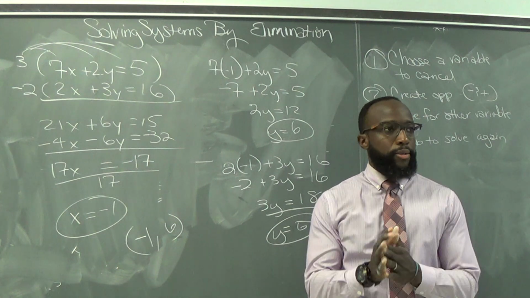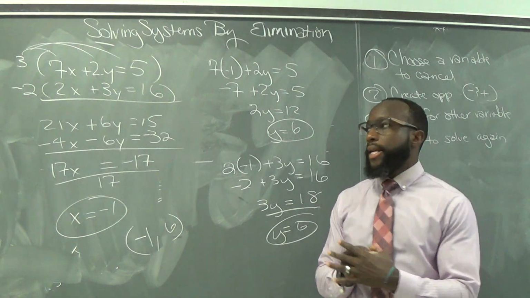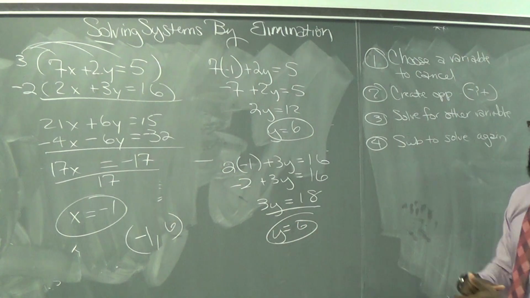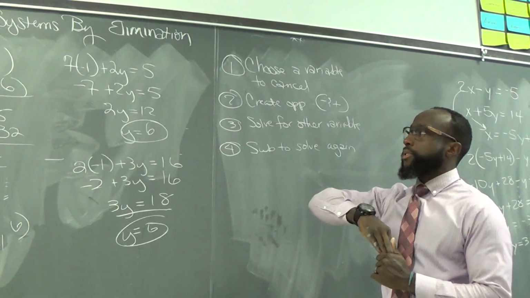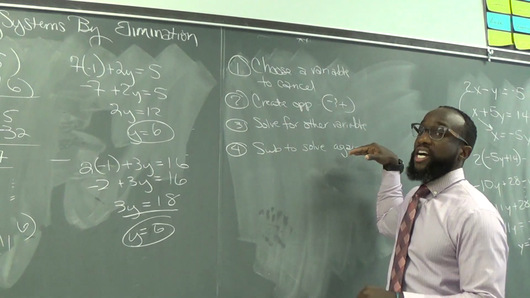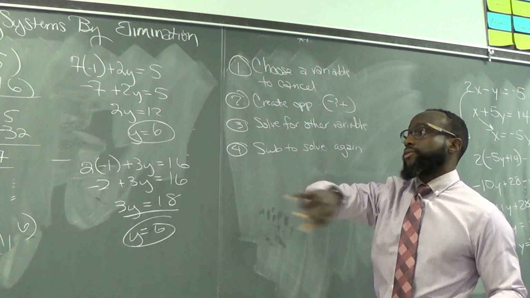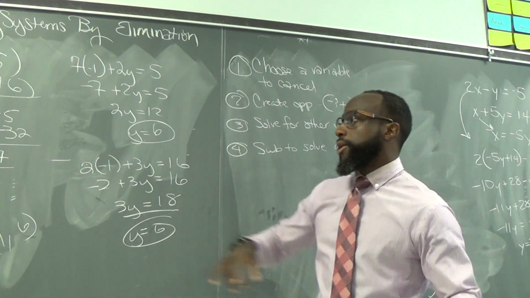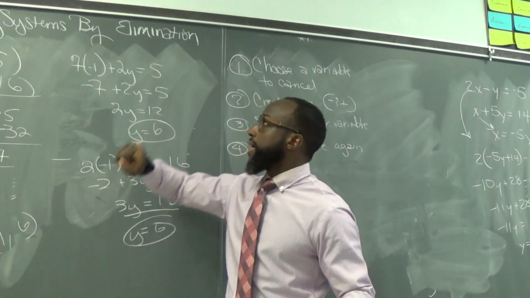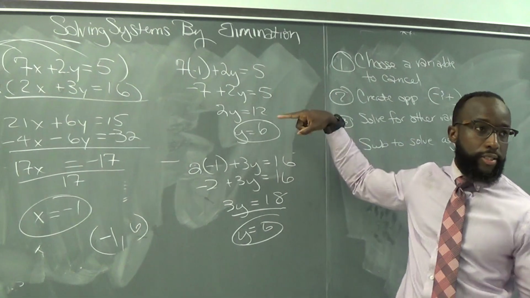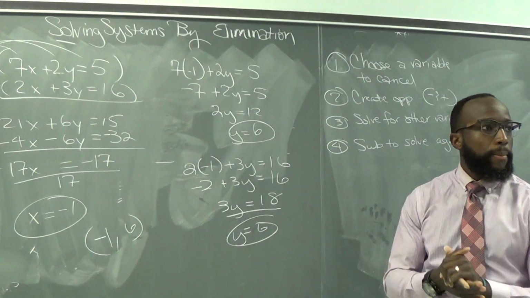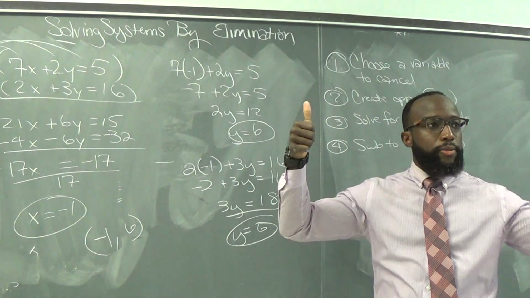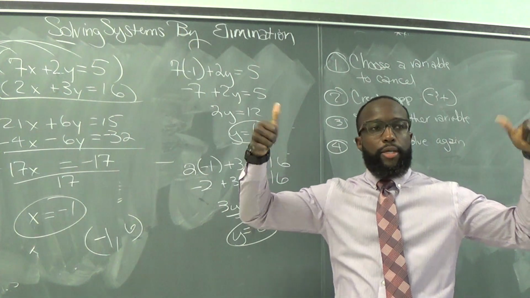Y'all good with that? So with elimination, again, you have to choose a variable to cancel. Then you have to create opposites. And then you solve for the other variable, which in this case was x. Then you substitute in and solve again. You substituted this x into both of those equations so you can see it, and then you solved again. We good? Thumbs up if we good. Thumbs sideways, let me know how you feel.